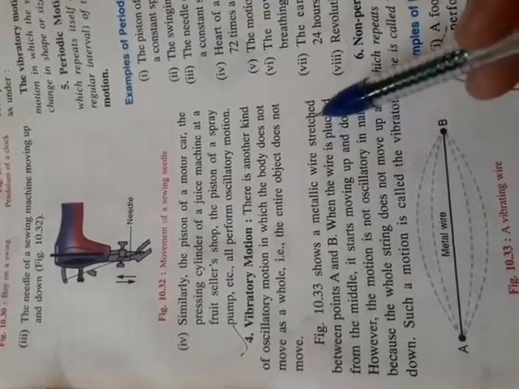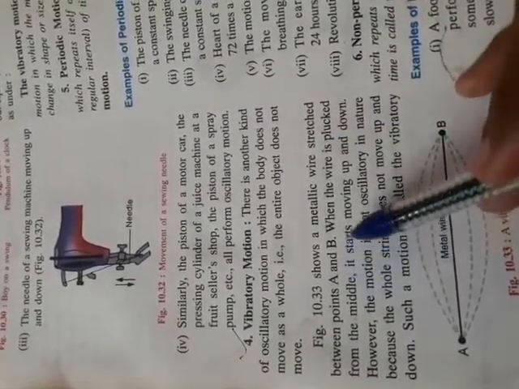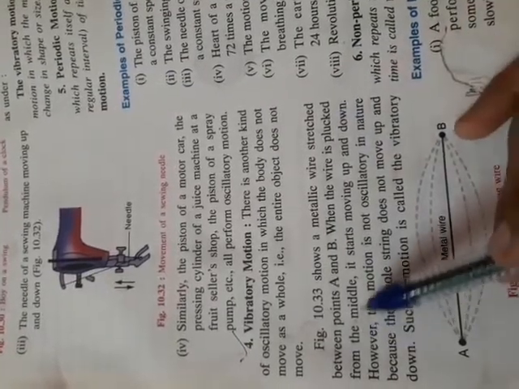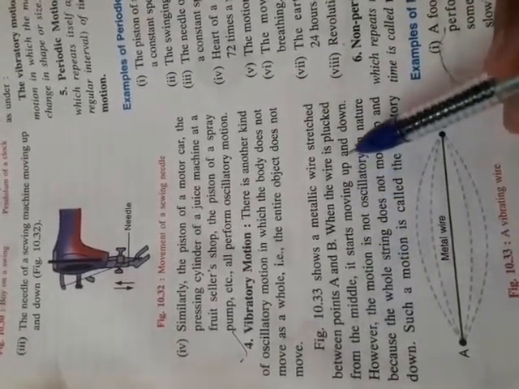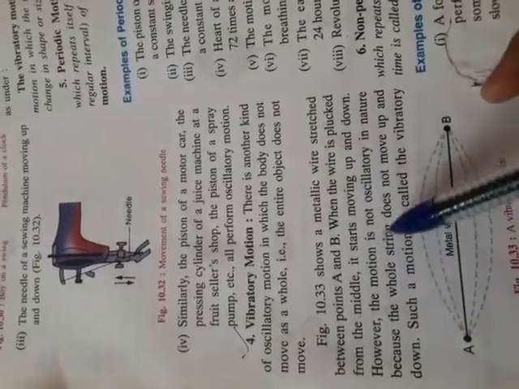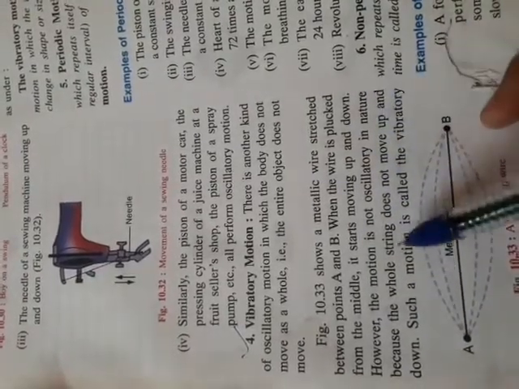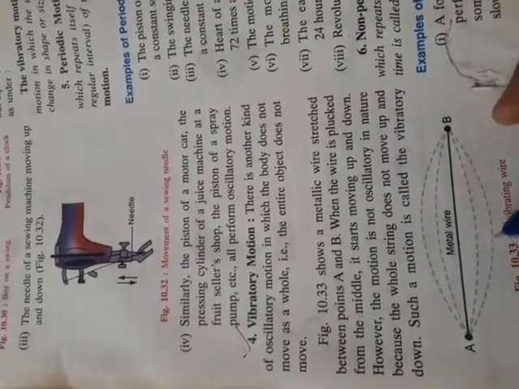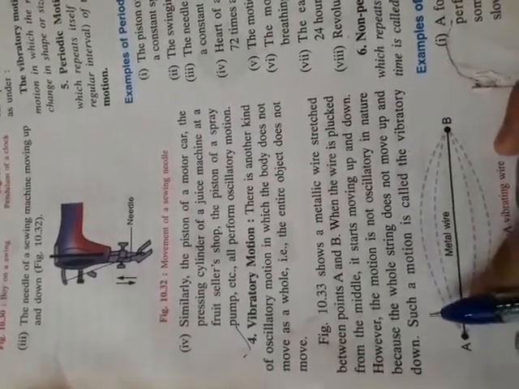The diagram shows a metallic wire stretched between points A and B. When the wire is plucked from the middle, it starts moving up and down. However, the motion is not oscillatory in nature because the whole string does not move up and down. Such a motion is called vibratory motion.